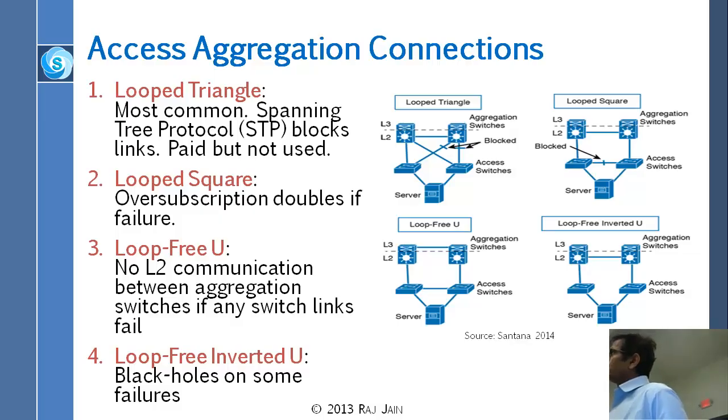The last one is loop free inverted U. And so this one basically has a link at the layer 2, and these 4 switches, when they run the spanning tree, then nothing is blocked, so that's good. But the problem with this one is that black holes on some failures. If something failed, then the traffic just goes into the dustbin. Okay? So let's see what will happen. Let's say this thing failed here, or this link failed, and the traffic goes to this switch and it cannot get out anywhere. So anyway, there are 4 possibilities, and you can see that each one has a negative and a positive.